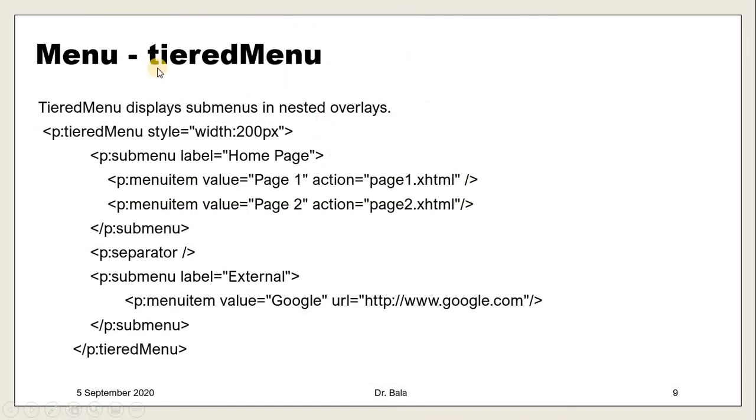Now we will see the tied menu. The tied menu will display a submenu as a nested one. A nested menu is possible here, but in the previous one we could not make it. Nested submenu is possible.